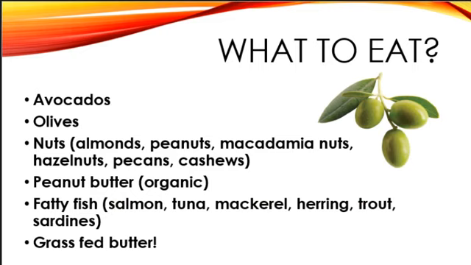Did you know that black olives are just ripe green olives? Yeah, that's what they look like when they ripen. Nuts are good for us: almonds, peanuts, macadamia nuts, hazelnuts, pecans, cashews, everything. I always go for the most expensive ones.